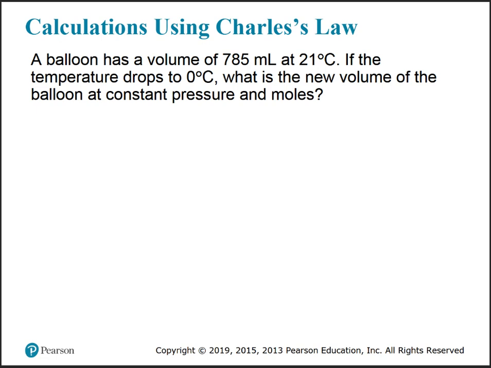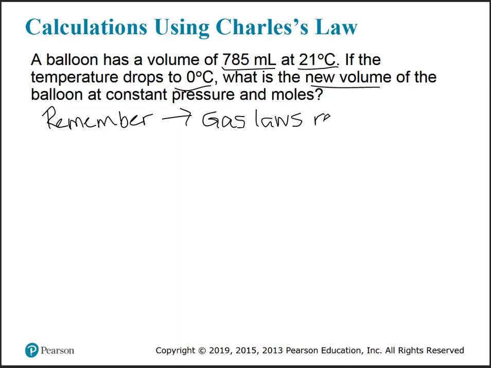So here we have a balloon with a volume at a certain temperature. The volume is 785 milliliters at 21 degrees Celsius. The temperature drops to 0 degrees. What is the new volume, assuming constant pressure and moles? Remember, with gas laws, you have to have Kelvin. So if you see degrees Celsius, you must convert.